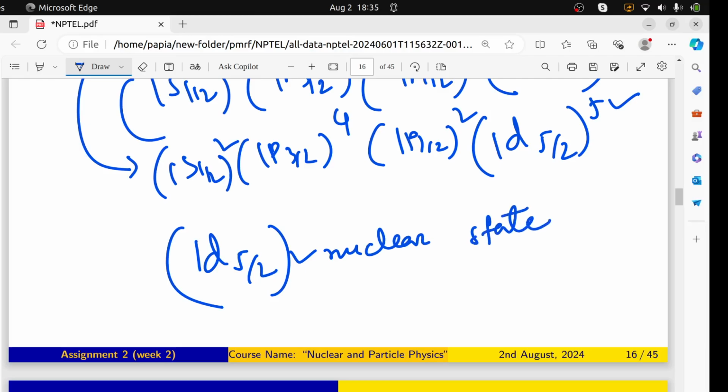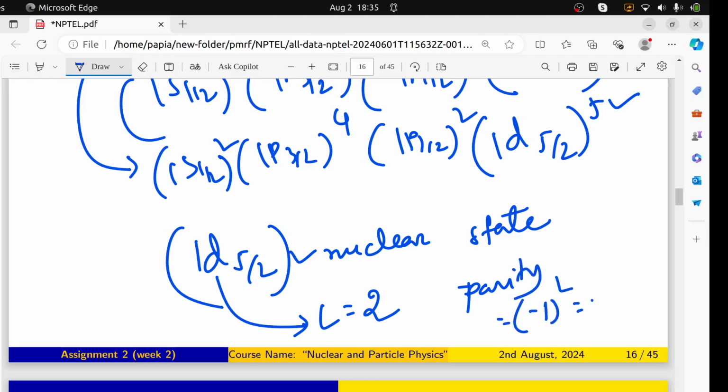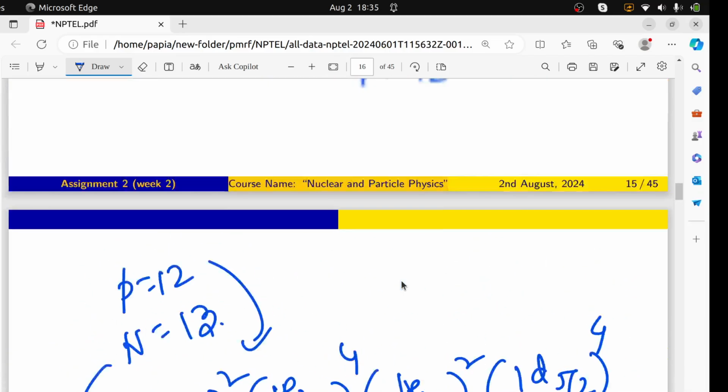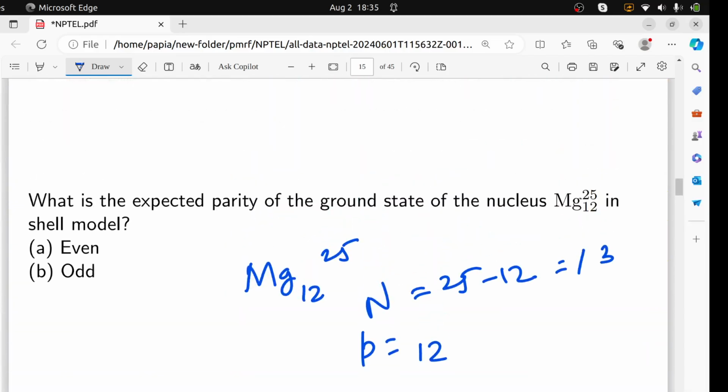So if it is like that, then what will be the parity? The d is nothing but L equals 2. So if L equals 2, that means parity is minus 1 to the power L. So minus 1 to the power 2, which is giving us positive. That means even parity. So this will give us even parity. That means the first option. Just focus on this one.